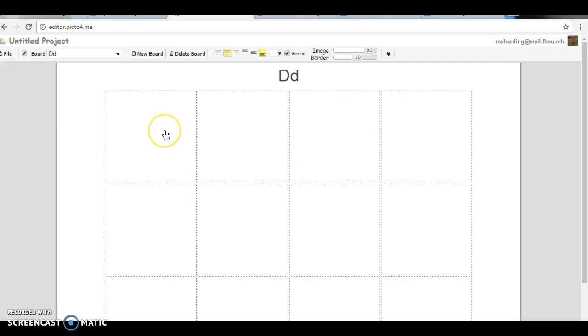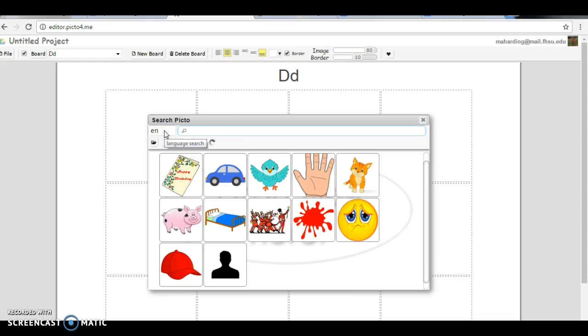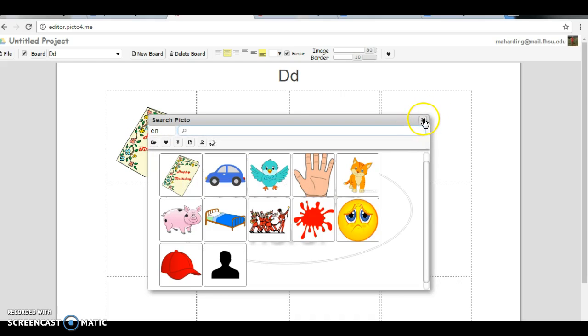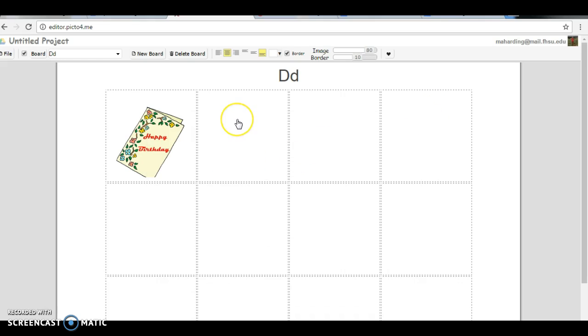My next step is to click on the first empty box. Several pictures will pop up. You need to choose a picture that ends with the sound you're looking for. My target sound is D. So I'm going to look at the first picture, card. Card has a D, so I can click on card, and it pops up in the box. Then I can X out of this and go on to the next one.